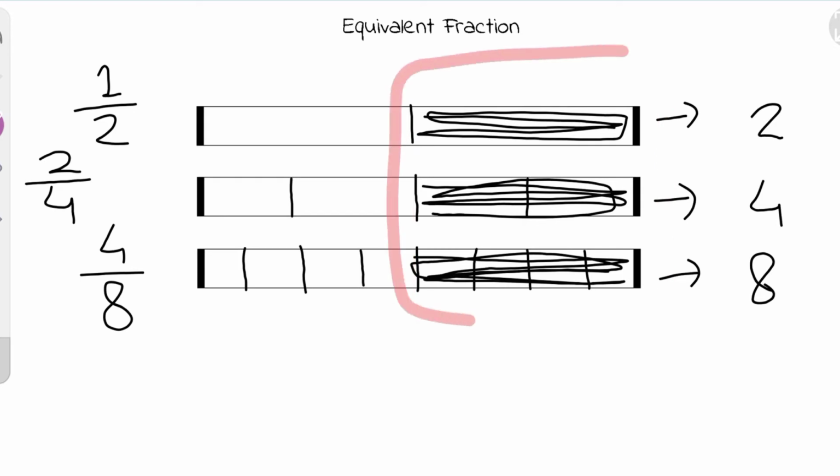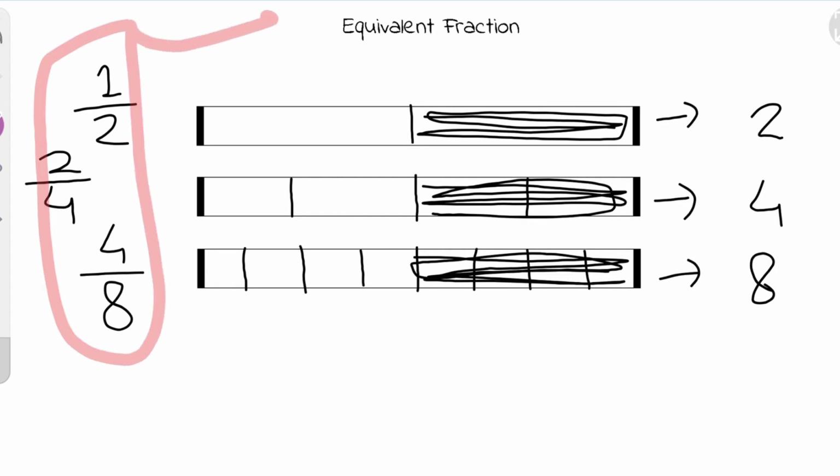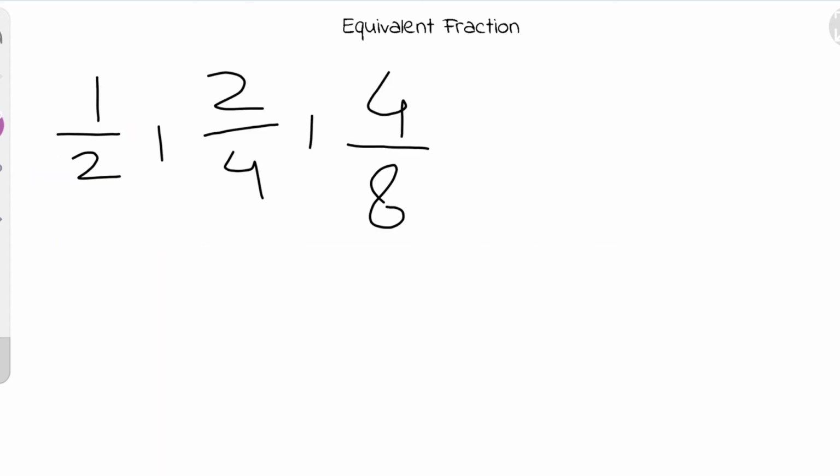The shaded part is the same, but the fractions are different. These types of fractions are called equivalent fractions. So 1 by 2, 2 by 4 and 4 by 8 are all equivalent fractions.